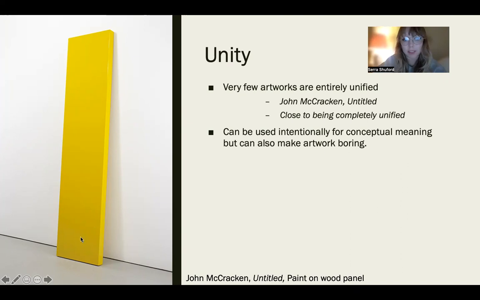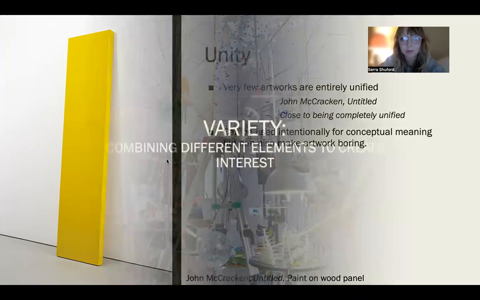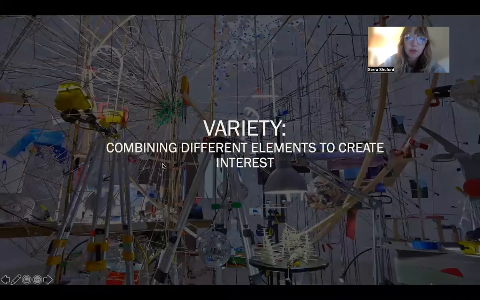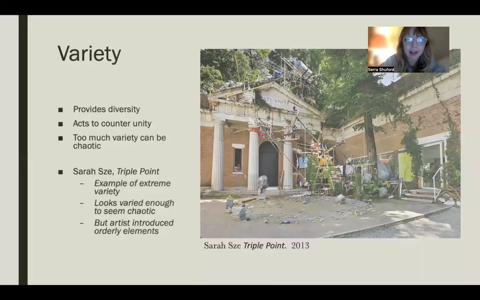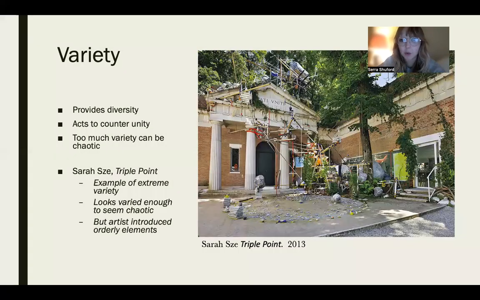So this is just obviously a yellow board. We can't get much more unified than this. This is all the same. There's no variety whatsoever. And on the other side of the field, we've got variety, which is combining different elements to create interest. For the image I've got for that, I've got a Sarah C's piece, who's one of my favorite artists. I really love her, but she is all about variety in her work. Variety provides diversity, acts to counter unity, but too much variety can be chaotic.